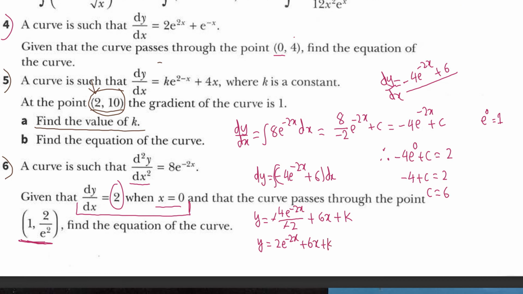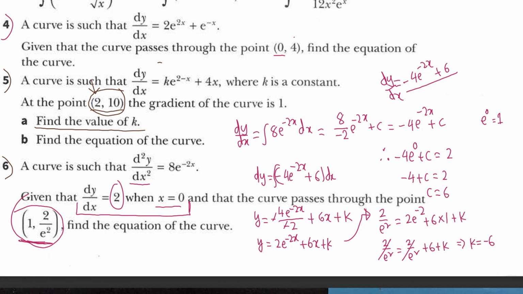That is the expression. Now we're going to put in the value of this second point, (1, 2 by e square). So instead of y, we put 2 by e square. Then the x value is given as 1, so let me write 2e to the power minus 2, plus 6 into the x value, which is 1, plus k, a constant. So you can write e square, and this is also 2 by e square. So we can cut out from both sides 6 plus k. We can cut out this 2 because it cancels out. So from here we got the value k equals minus 6.